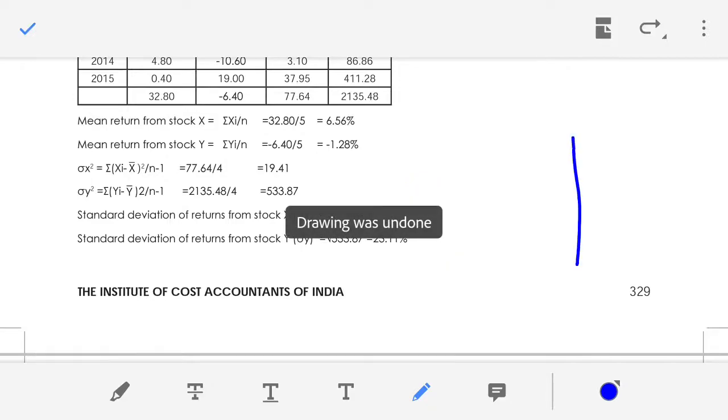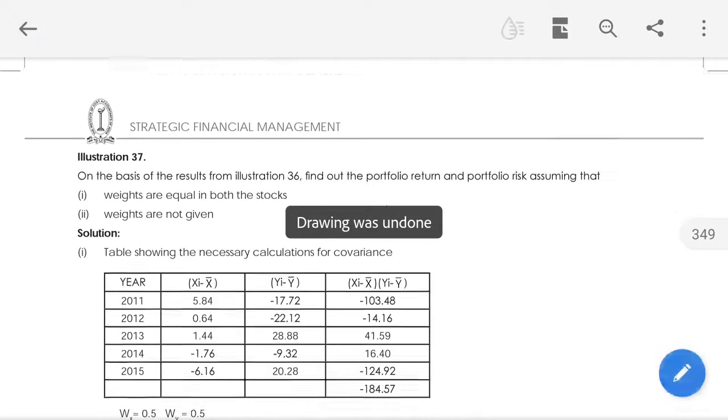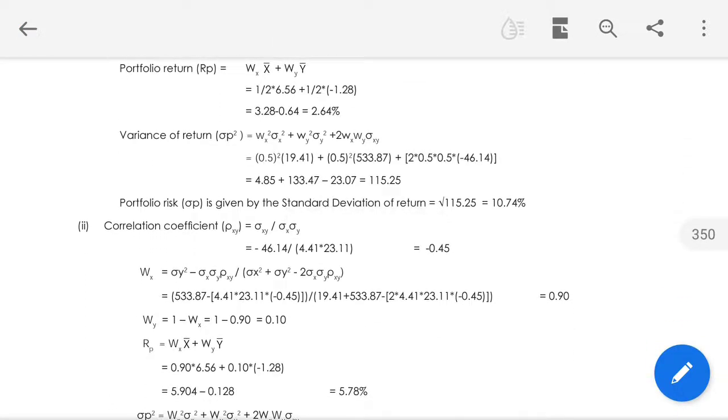Okay, done. So we need to put values for calculation. Rho xy is equal to sigma xy, which is minus 46.14, divided by 4.41 into 23.11. That is the net value, 0.15. So 0.15 is rho xy, the correlation coefficient of xy. So from this we can calculate x and y values.